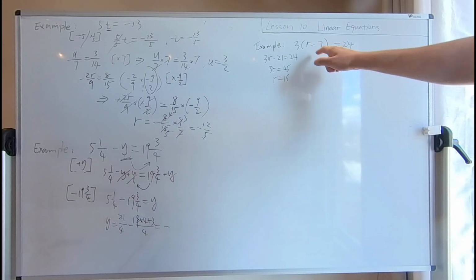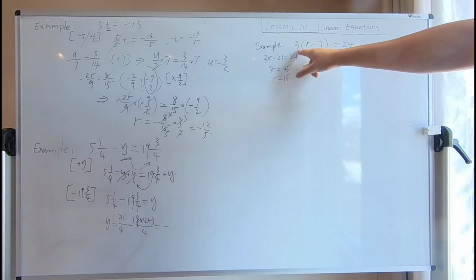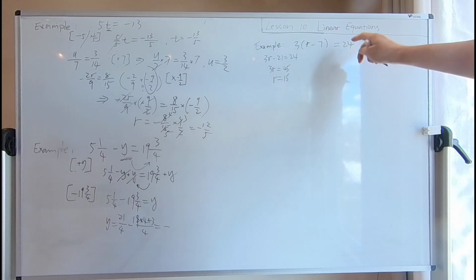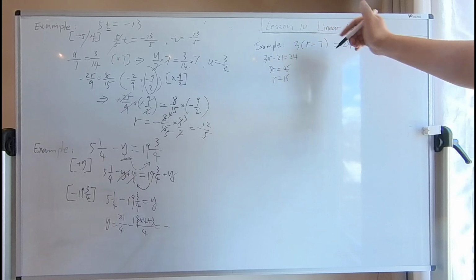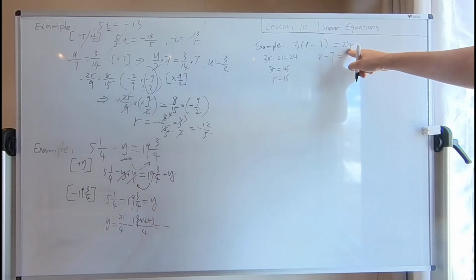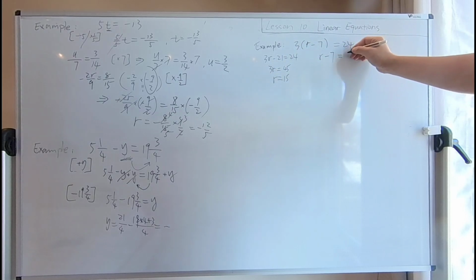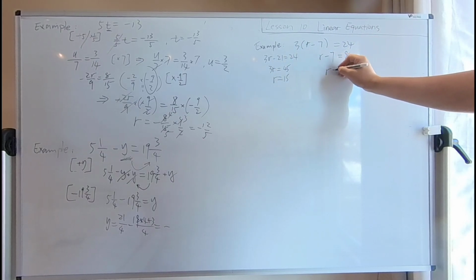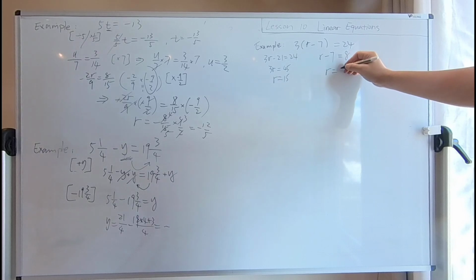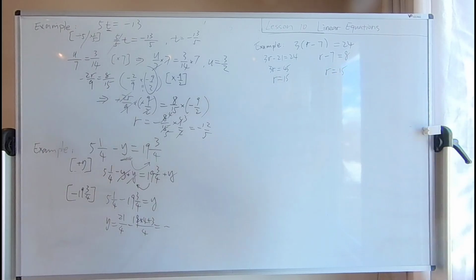The other way: before opening this bracket, I can see right away that 3 is a factor of 24. Which means I can divide by 3 first on both sides. So 24 divided by 3 is 8. And so moving the 7 over there becomes plus 7. 8 plus 7 is 15. So this seems a bit easier than the other way.